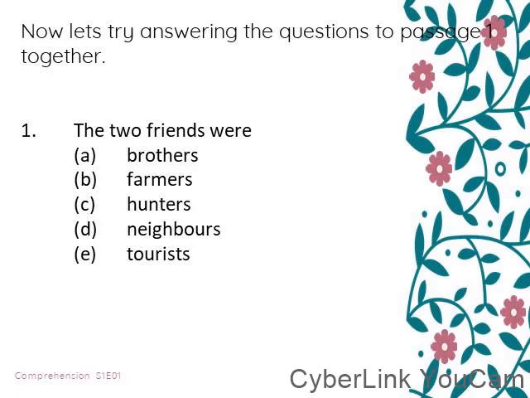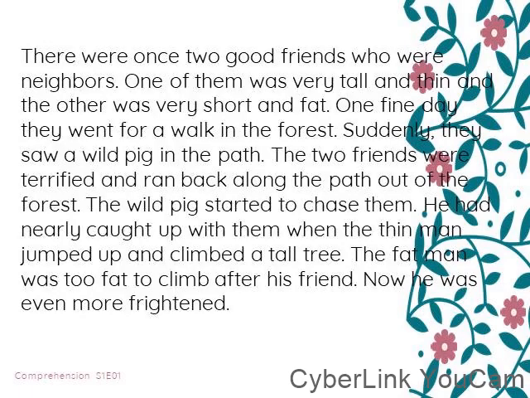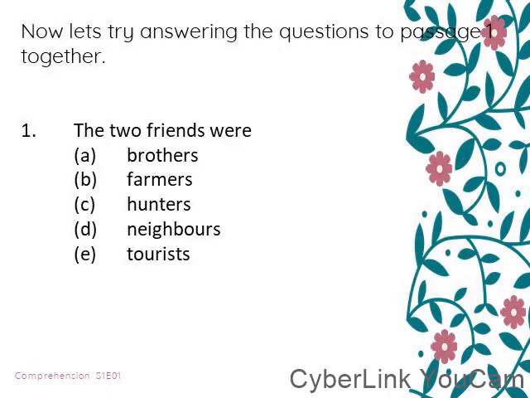Okay? So let's go. There were once two good friends who were neighbors. You see, the answer just jumps at you. The answer just comes to you, and you can see it. The answer is actually that they were neighbors. So my answer is D. The two friends were D, neighbors. You select and you shade on your answer booklet.